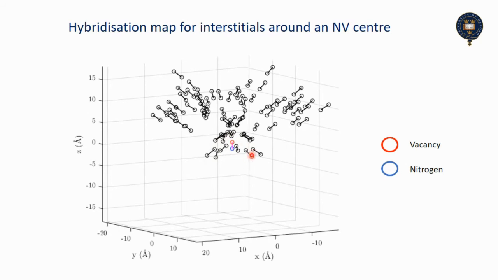If we're very close to the NV center, then almost any position or orientation of our interstitial carbon can cause hybridization. But as we go further away, it's only the positions of the interstitial which are closer to the vacancy than to the nitrogen, which give us hybridization. And we only tend to see hybridization when the interstitial carbon is oriented to point towards the NV center. So this is an interesting result.